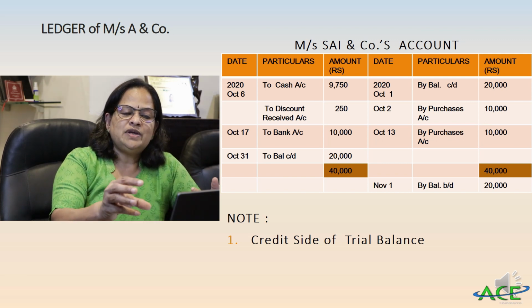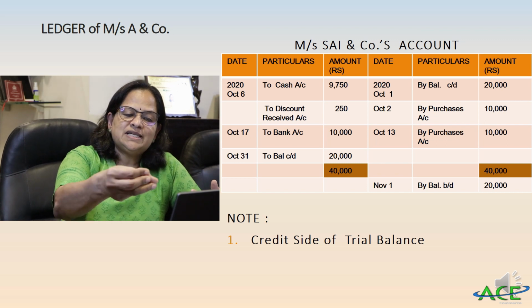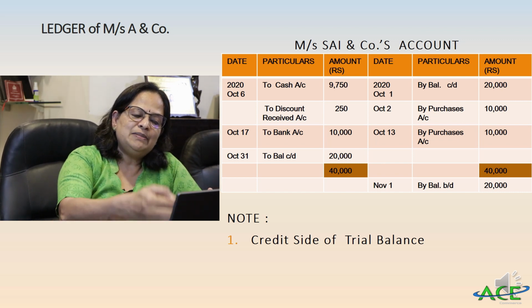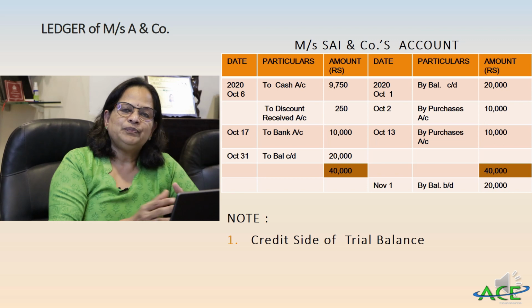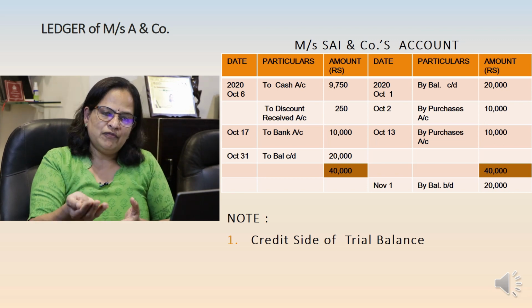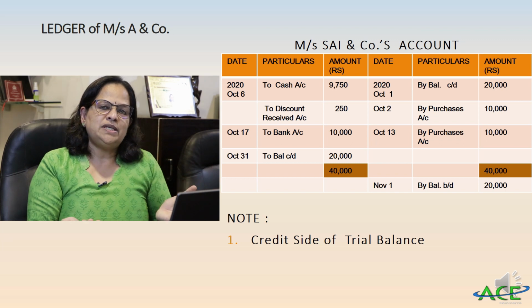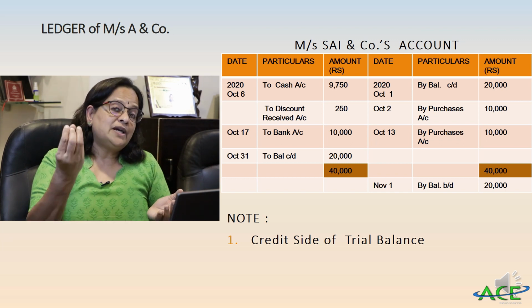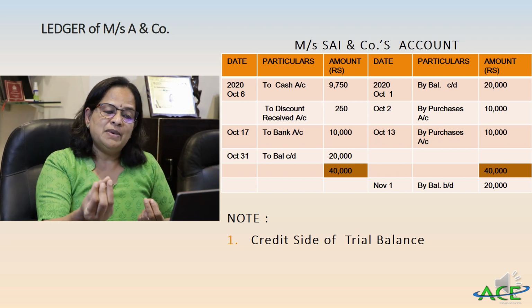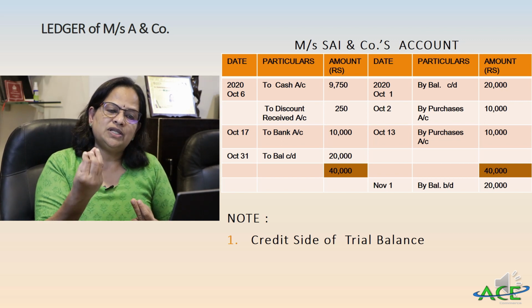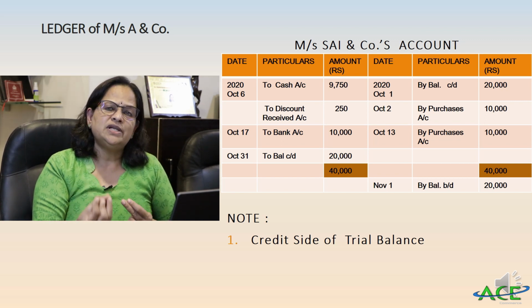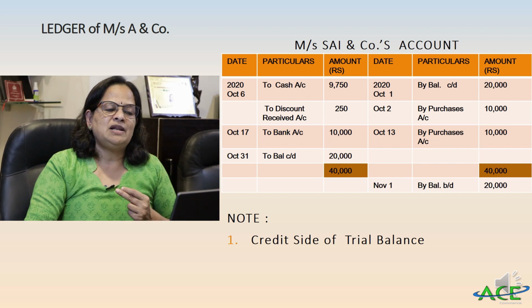So that balance we had to, because credit side was more. Credit side value is 40,000, whereas debit side value is only 20,000. So credit side has got higher weightage. That means 40,000 on the credit side. Debit side has got only 20,000. So where you will get the difference? Credit side has got the weightage. So credit balance, Sai and Company's account has got the credit balance, that is 20,000. That will go to the credit side of the trial balance.